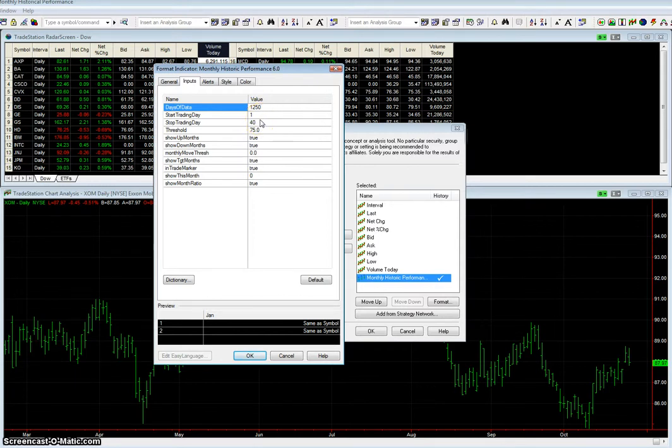And then basically, there's probably about 22, 23 trading days in a month. So anything over that, the system's just going to default and do the entire month. So I always just put about 40.